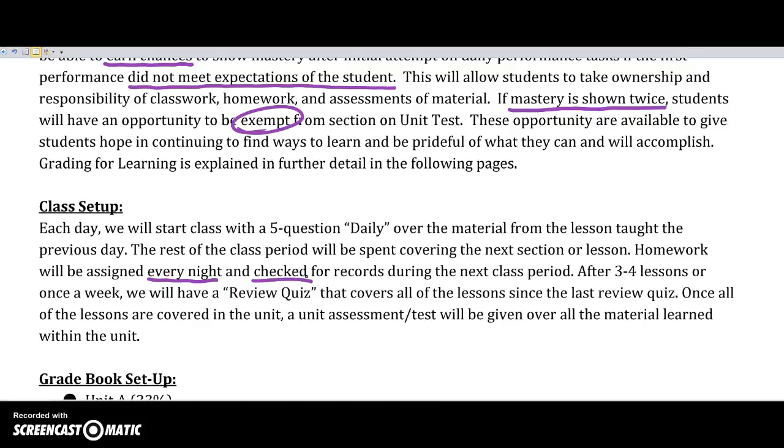After 3 or 4 lessons and dailies, we will then take a review quiz that covers all the lessons since the previous one. Once the lessons are all covered in the unit, we will then, as normal, take our unit test.